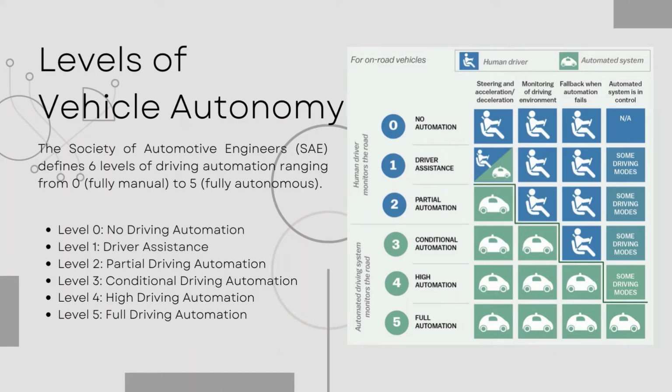So let's look into what the levels of vehicle autonomy are. The autonomy has various levels, and all these are defined by the Society of Automotive Engineers (SAE), which defines these six driving automation levels, ranging from zero, that is fully manual, to five, that is fully autonomous. As the level rises, more of the technology plays a role in taking the decisions, and the automation is being inculcated in driving, and less human interaction is needed.